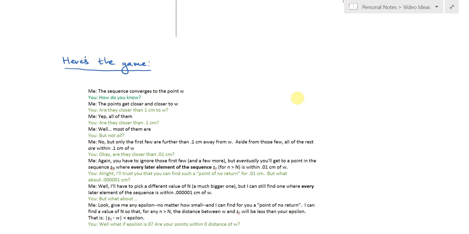You: Are they closer than 1 centimeter to w? Me: Yup, all of them actually are. You: Okay, are they closer than 0.1 centimeter? Me: Well, most of them are. You: But not all? Me: No, but only the first few are further than 0.1 centimeter away from w. Aside from those few, all the rest are within 0.1 centimeter of w.